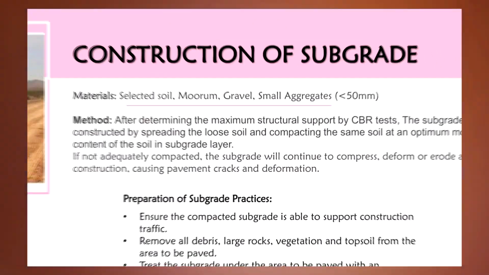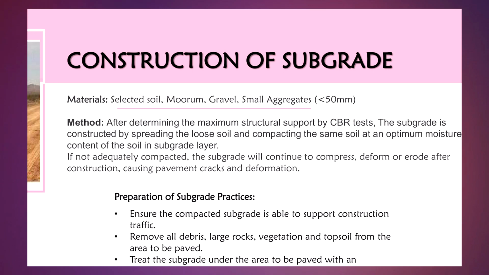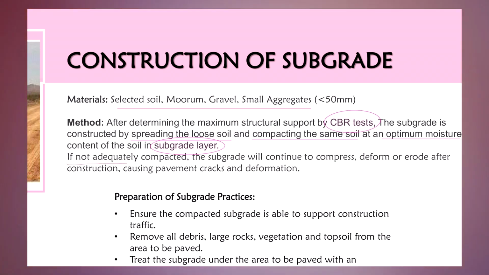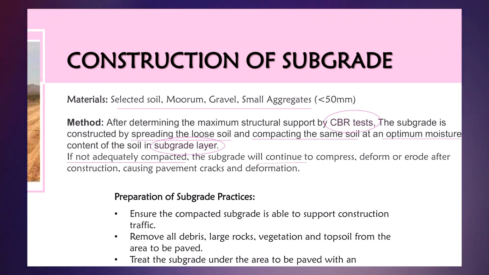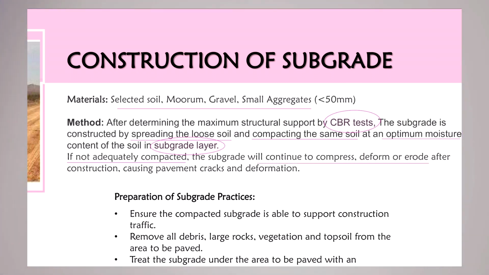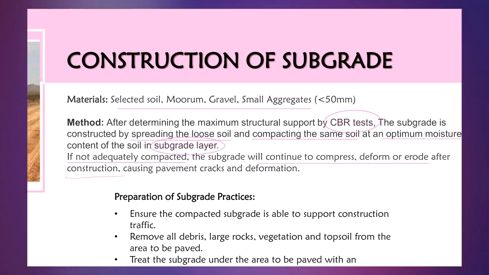After determining the maximum structural support by the CBR test, CBR being the California Bearing Ratio test on the soil, the subgrade is constructed by spreading the loose soil and then compacting the same soil at the optimum moisture content of the soil in the subgrade layer. If the subgrade layer is not adequately compacted, it will continue to compress, deform or erode after construction, and this will cause the pavement to crack and also to deform.